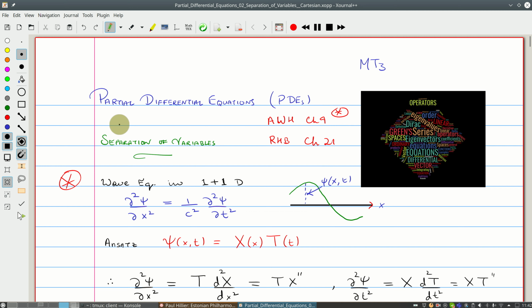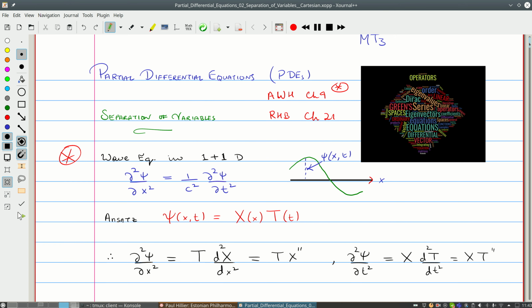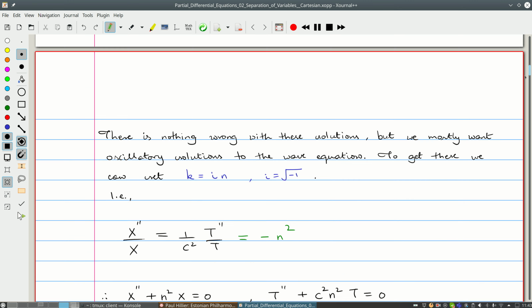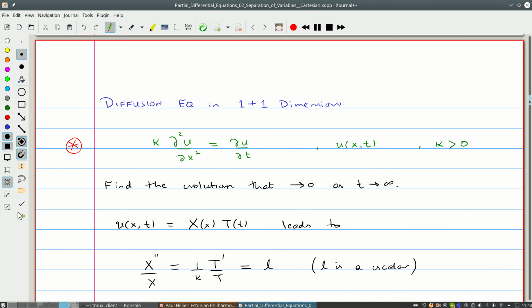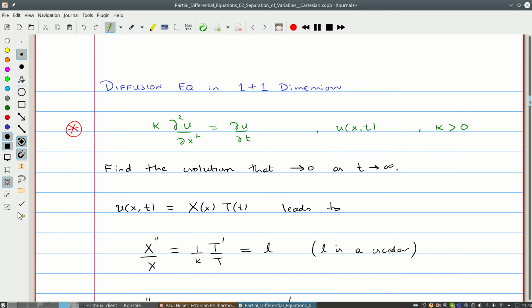Now we're looking at partial differential equations, the method of separation of variables, and just to remind you, we are following Arfken, Weber, and Harris chapter 9, and Riley, Hobson, and Bence chapter 21. Now we've already seen how this technique can be applied to the wave equation, shown here, and to the diffusion equation shown over here, and I've shown you that.